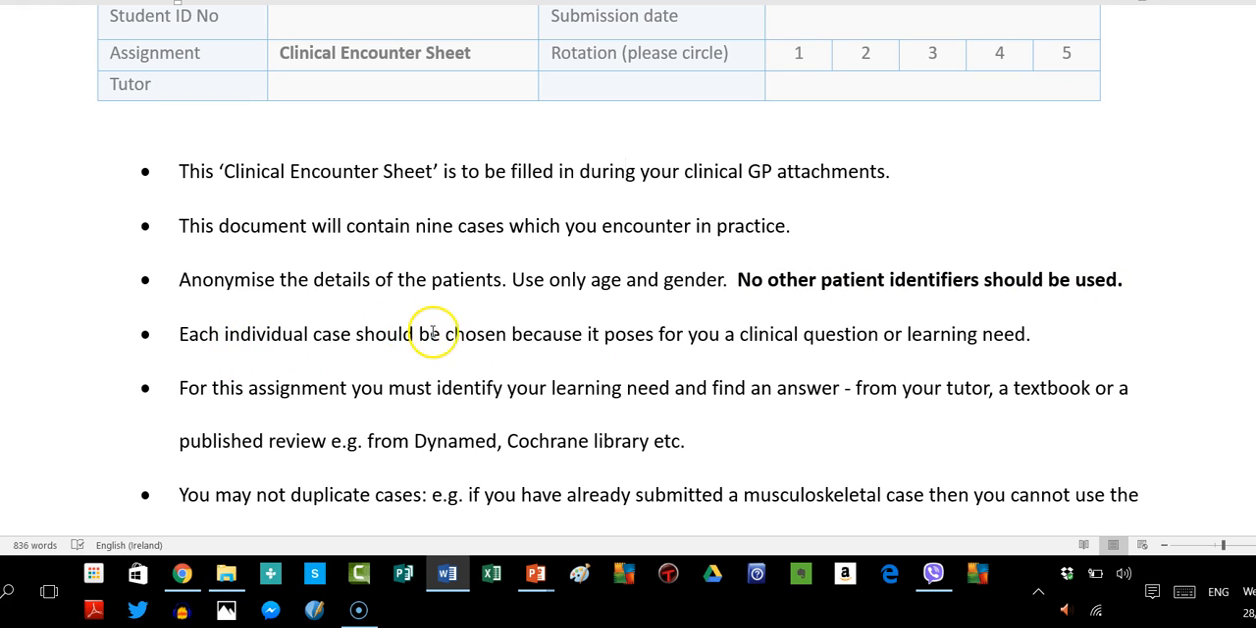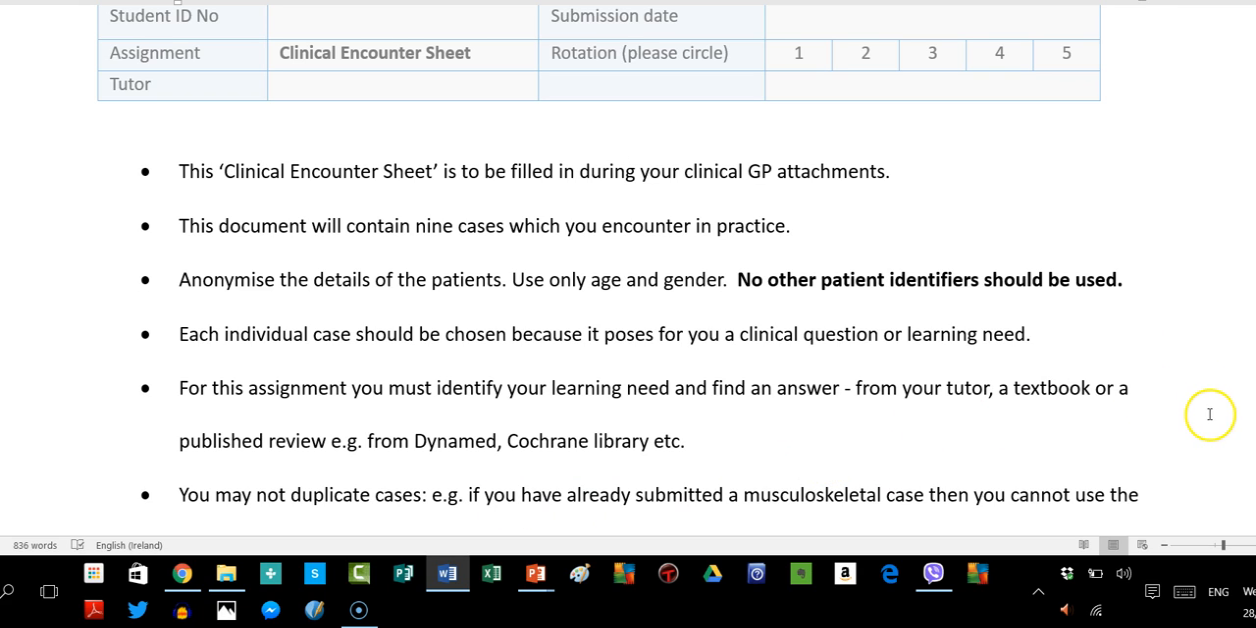Each case should be chosen not because it's something exotic or rare, and particularly not for that reason, but because it poses for you a clinical question or learning need, something you didn't know about before that you now needed to find out information in relation to it so that you can resolve your learning need. So you must find an answer, and you can get this from a tutor, from a colleague, from a textbook, or a published review from Dynamed or Cochrane database of systematic reviews, etc.